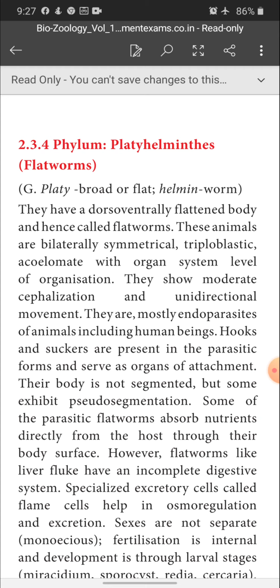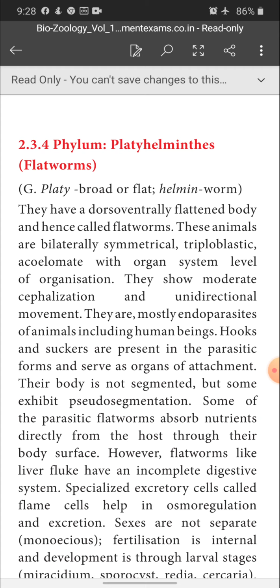And triploblastic, the body is made up of three germ layers: ectoderm, endoderm, and mesoderm. And acoelomate with organ system level of organization. You know very well what is coelom. The animals of the Phylum Platyhelminthes do not possess any coelom, so they are called what? Acoelomate animals. And about organization, it is organ system level of organization.